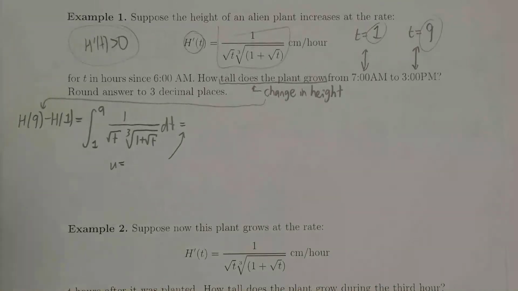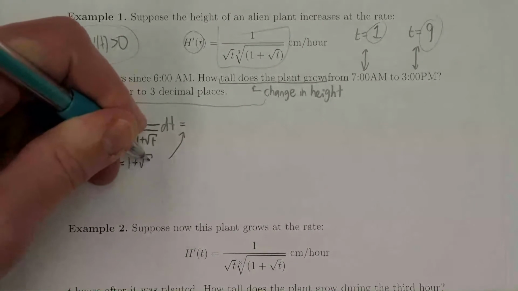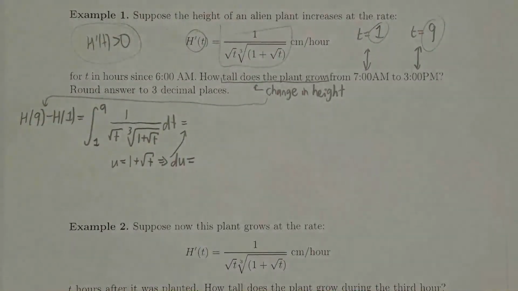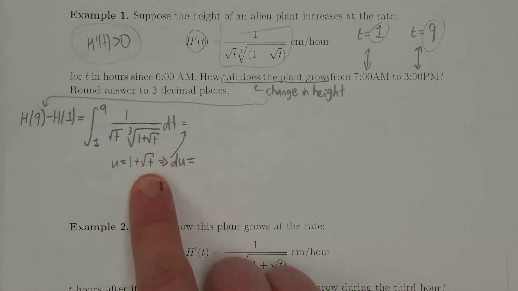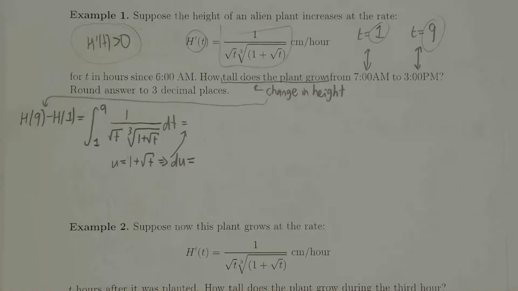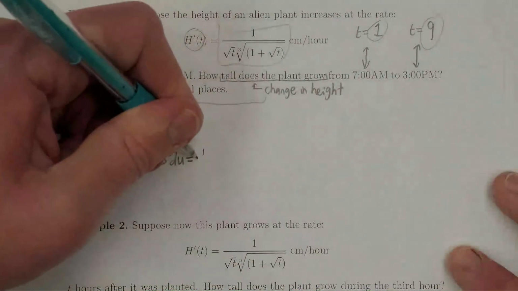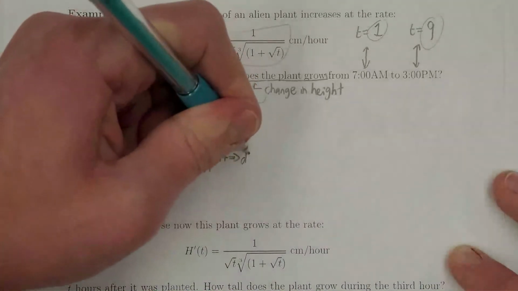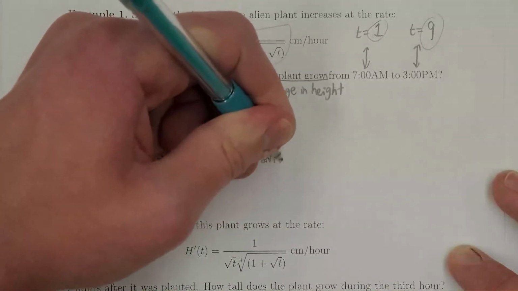Yeah, 1 plus root t. That's a good option. Okay, and what happens if we do that? So we notice that if we take the derivative of both sides, then we have du equals what times dt? Yeah. 1 over 2 times the square root of t dt. And we also rewrite this as dt equals 2 times the square root of t times du.